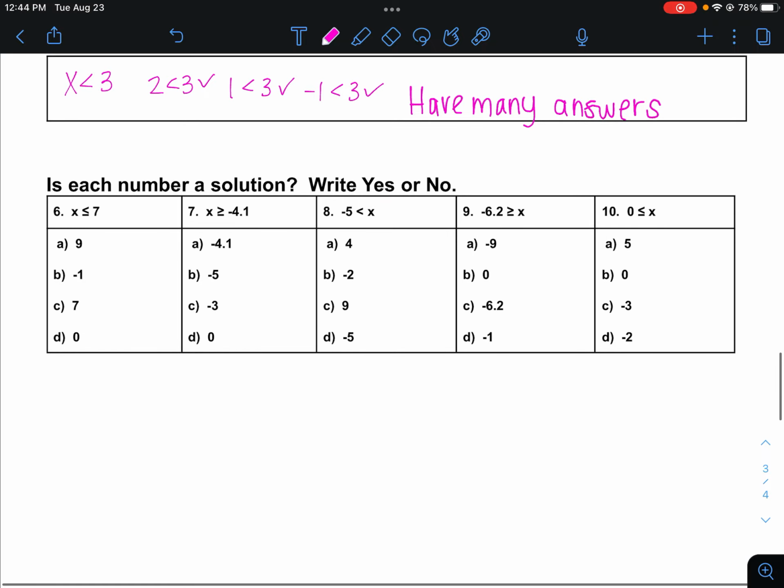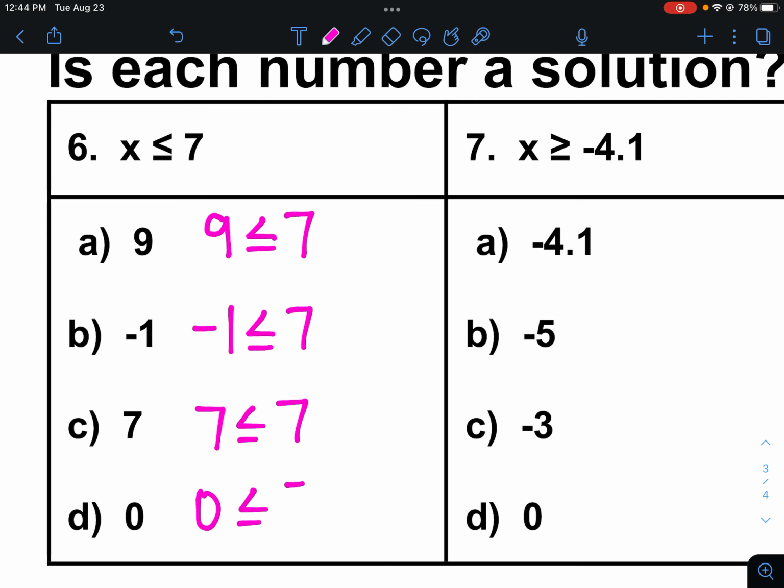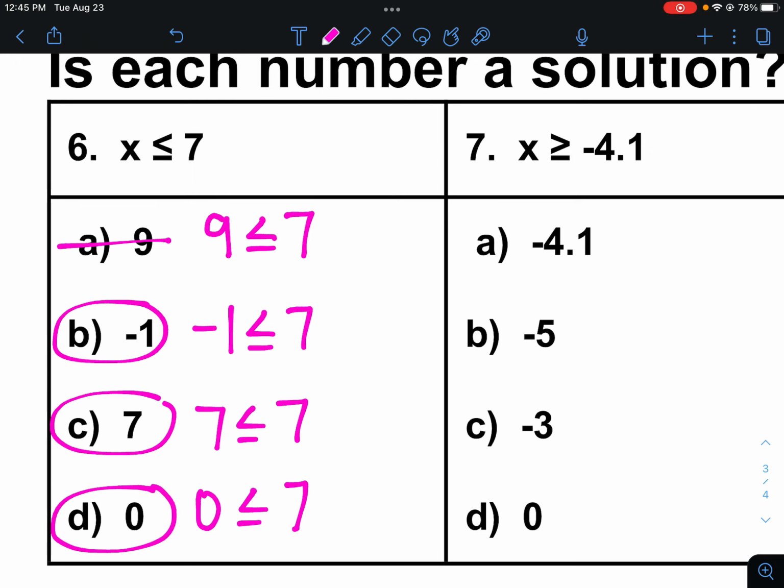And in this last section, is each number a solution, yes or no? You have to check each of the multiple choice items by putting them in for the variable first. So you're substituting in for X, and then you're asking if the statement is true. Is 9 less than 7? No. Is negative 1 less than 7? Yes. Is 7 less than or equal to 7? Yes. Is 0 less than 7? So you should have circled B, C, and D.